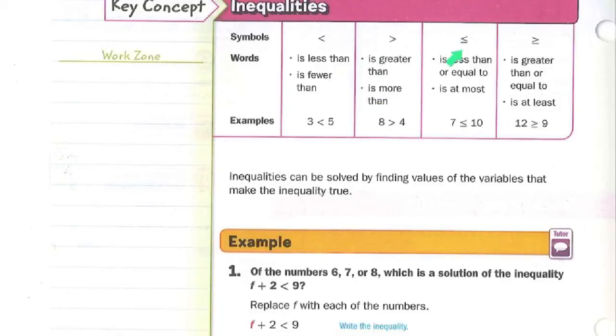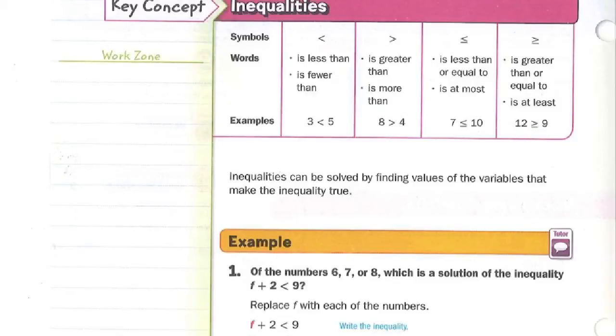This means less than or equal to. The little line underneath means or equal to. So you say is less than or equal to, or at most. This means greater than or equal to, or is at least, meaning 12 is greater than or equal to 9.